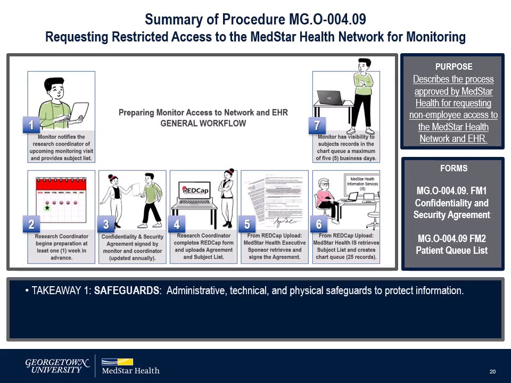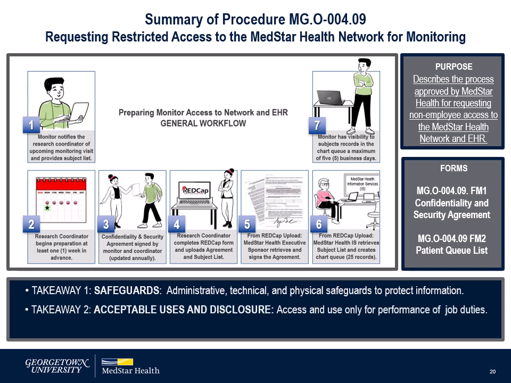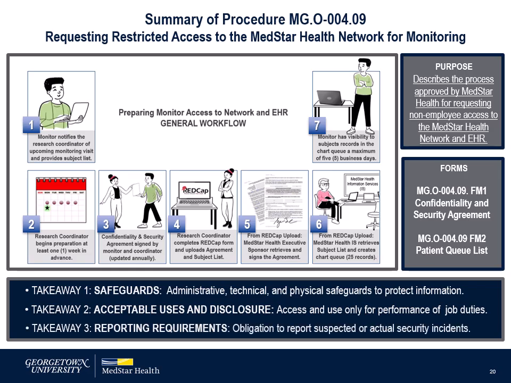The key takeaways of this procedure are confidentiality and security. Takeaway 1 includes safeguards, where the requirement is to implement administrative, technical, and physical safeguards to protect information. Takeaway 2 includes acceptable uses and disclosure, giving guidelines to access and use information only in the performance of job duties. And takeaway 3 includes reporting requirements with the obligation to report suspected or actual security incidents immediately.